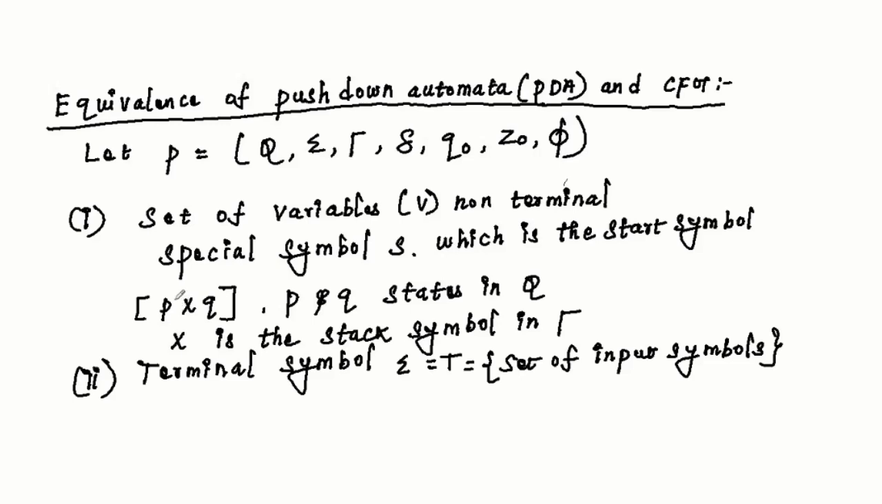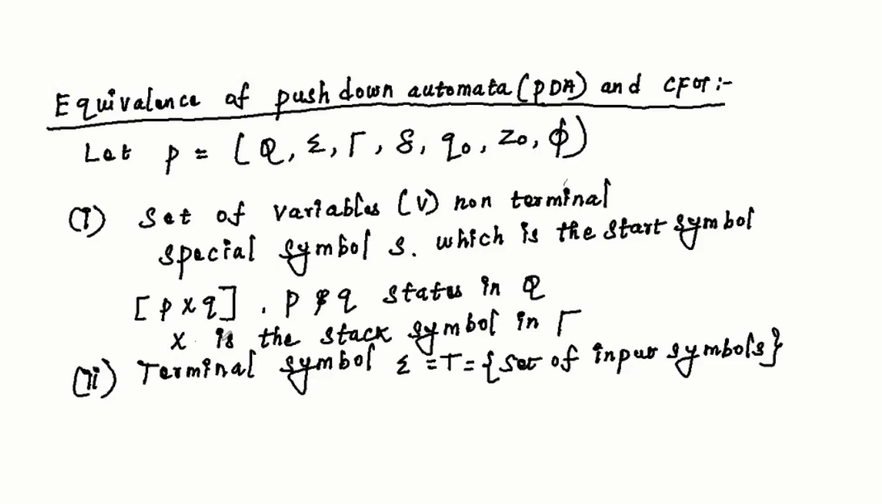PXQ is a variable that represents the possibility of going from state P to state Q, processing input and manipulating the stack in a way that X is removed from the stack. P and Q are both states from the set capital Q of the PDA. X is a stack symbol in Gamma. Capital X used in the notation PXQ is a symbol from the stack alphabet Gamma of the PDA. It refers to the stack symbol that needs to be processed or matched during the transition between pushdown automata states.